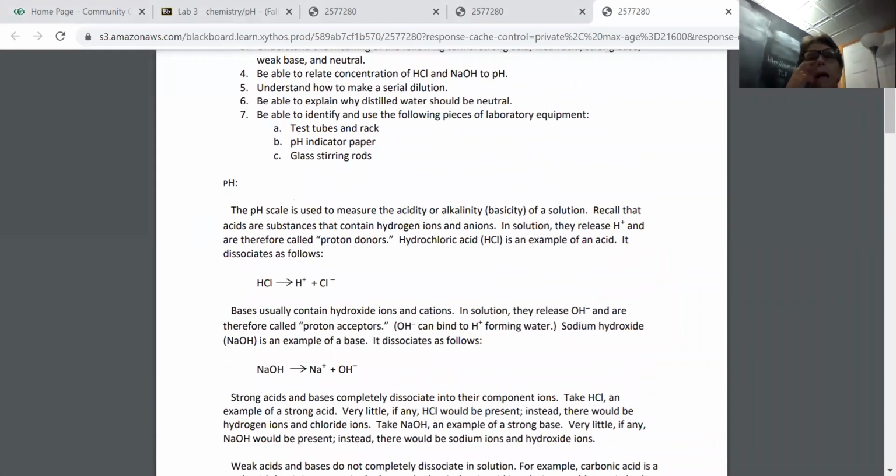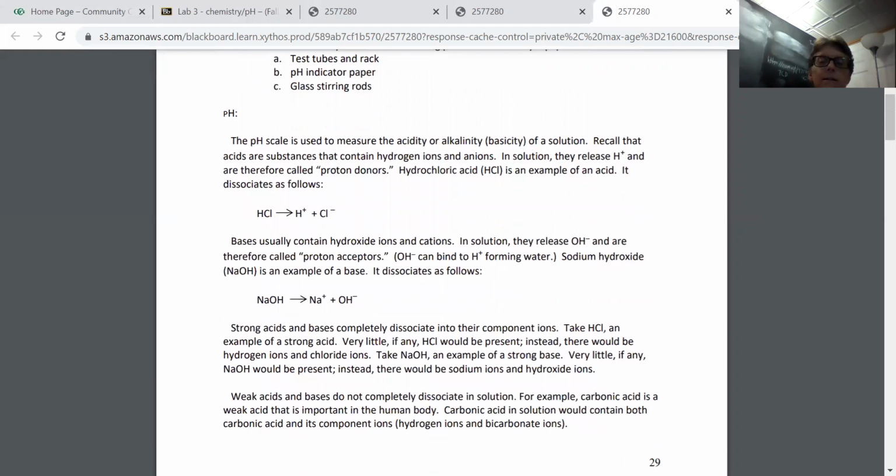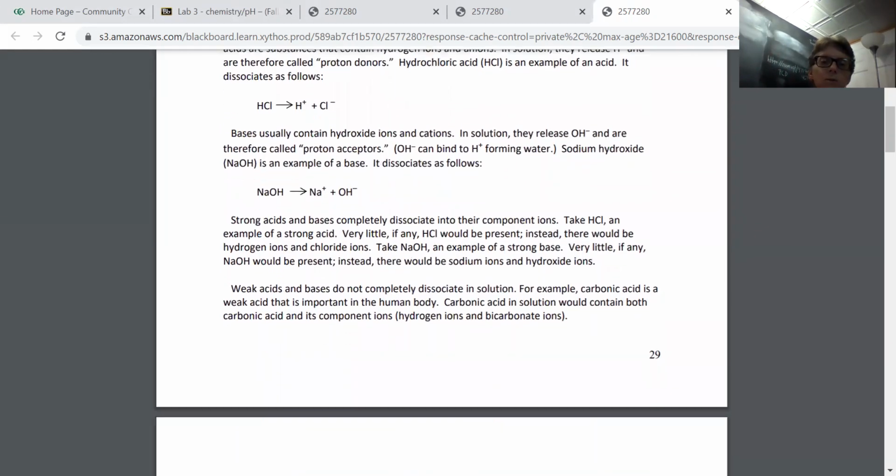Before we get too far into that, we really need to recall the definition of an acid or a base. An acid is a substance that is going to release hydrogen ions into solution, so the hydrogen ion concentration is going to increase. A base is going to release hydroxide ions into solution, so the hydroxide ion concentration is going to increase.